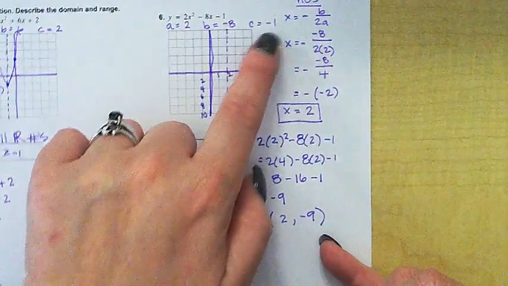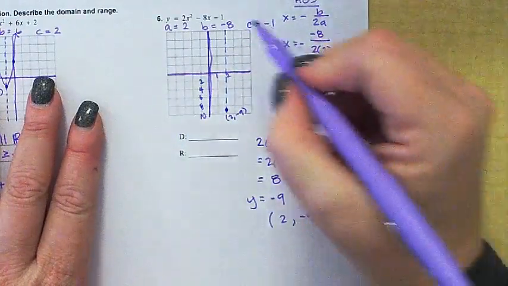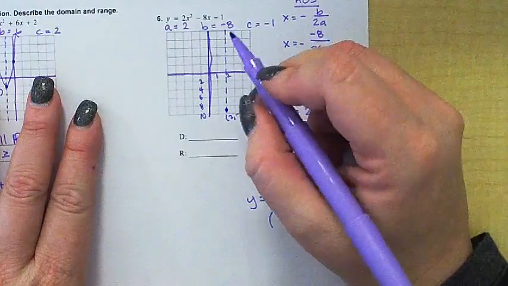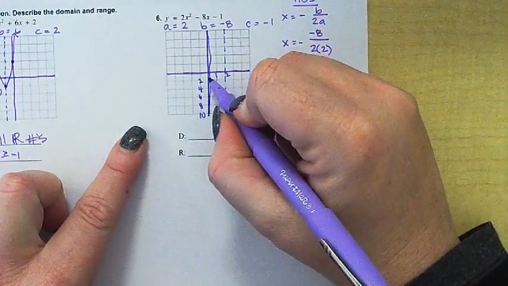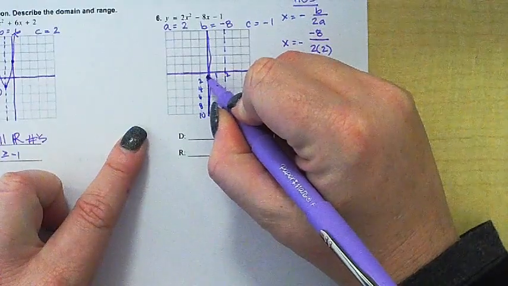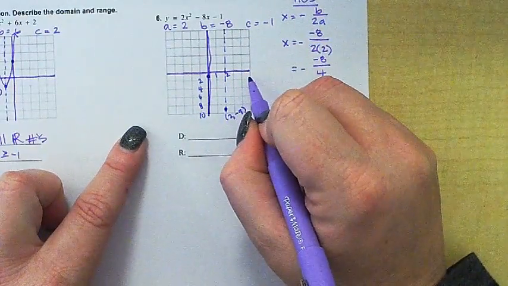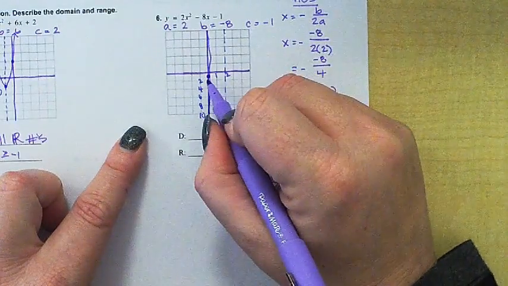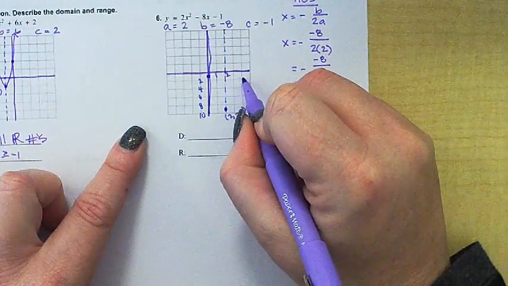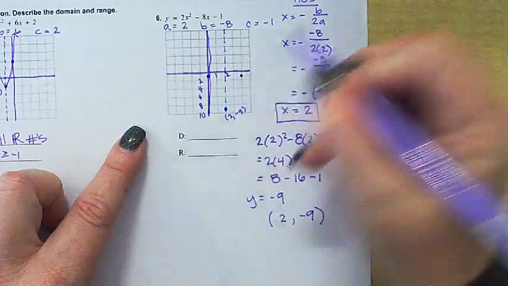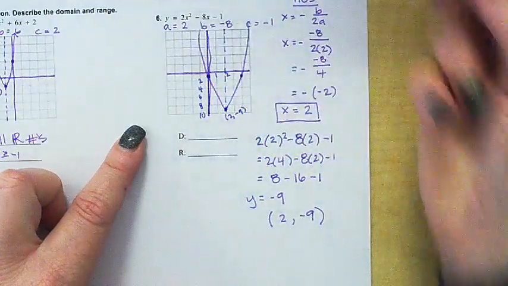Now we're going to go up here and look at our c. And that's going to cross the y-axis at -1. So that's going to be a (0, -1), right about there. We know that we can take this and reflect it about the axis of symmetry. So we're 2 units away, 1, 2, right there. And there's a sketch of our graph.